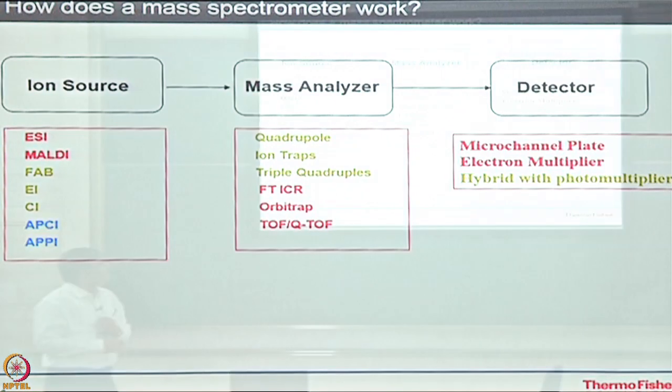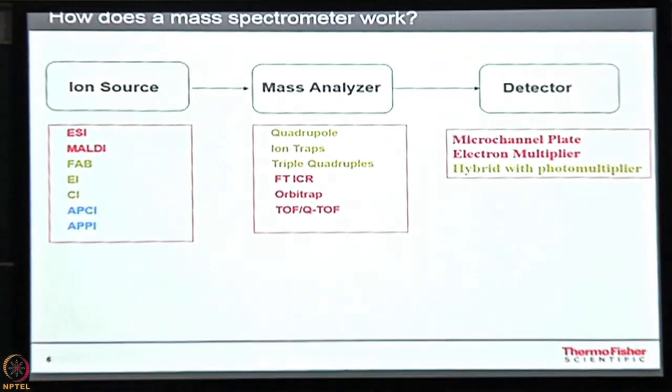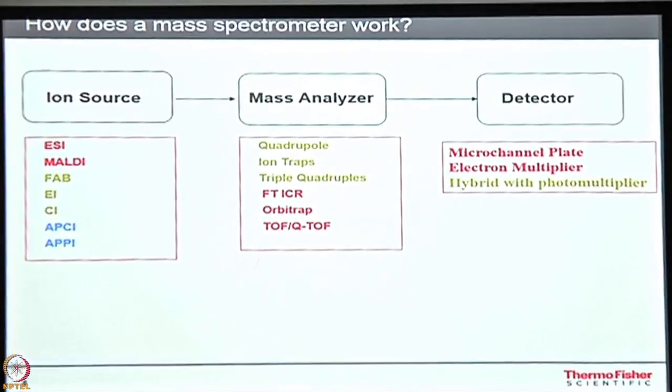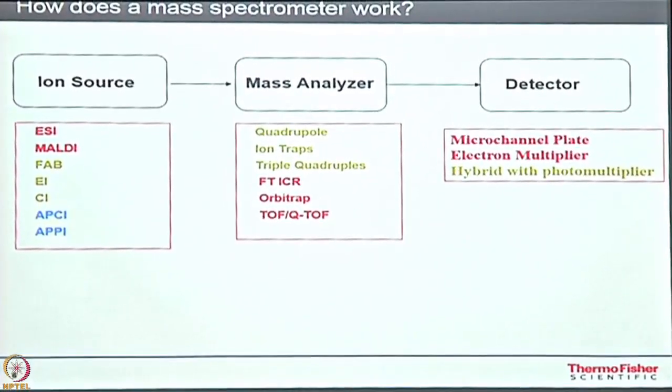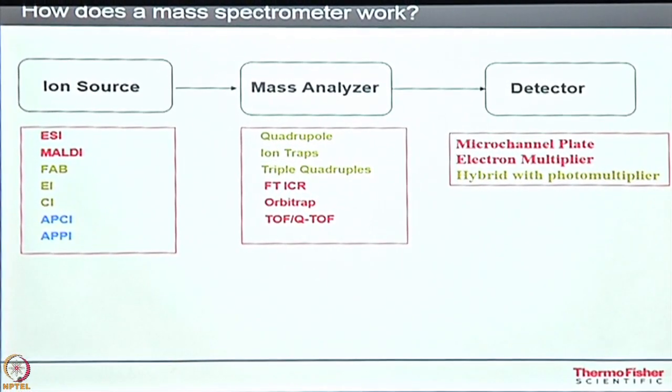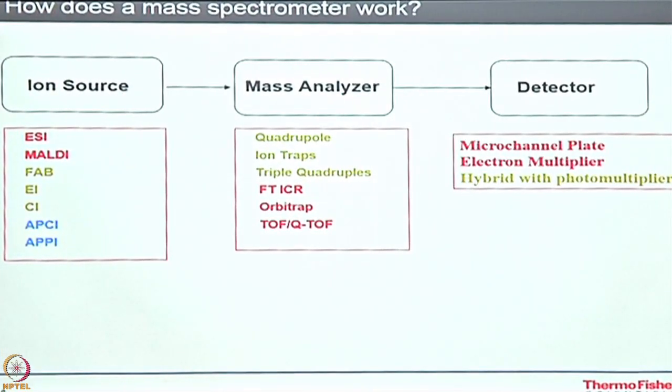So quadrupole, ion trap, and triple quads are very low resolution, meaning you cannot separate nearby masses. But FTICR, Orbitrap, TOF or QTOF are high resolution instruments where you can separate nearby masses. In IIT Bombay, we have Orbitrap technology. It's nothing but trapping of ions in an orbital motion. We put a high voltage and the ions rotate around the central electrode. We'll come to those parts later.